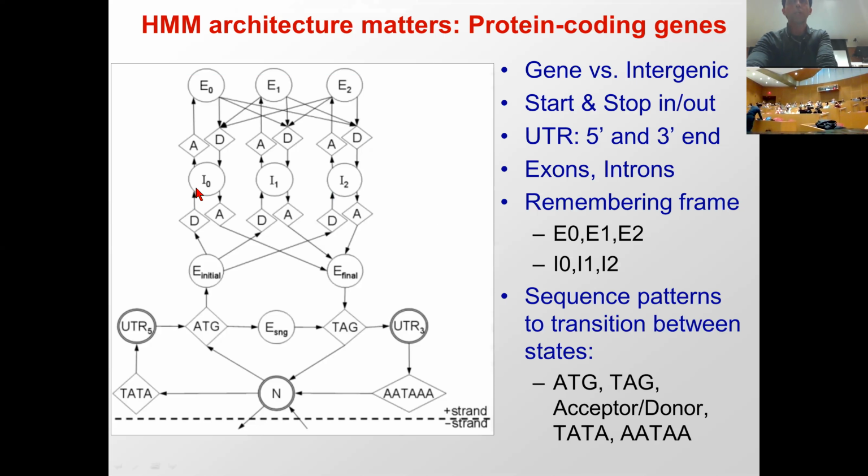So what you can do here is, in the exonic state, what you could emit is triplets of nucleotides. Or you could actually encode the different frequencies of each base with separate states. So how is that possible? By having transitions between the base offsets. So why do we have three states here, E0, E1, and E2?